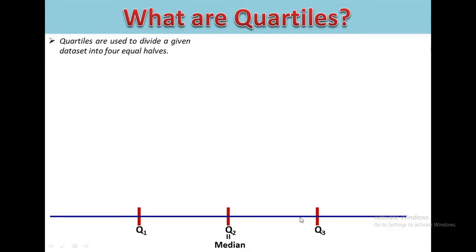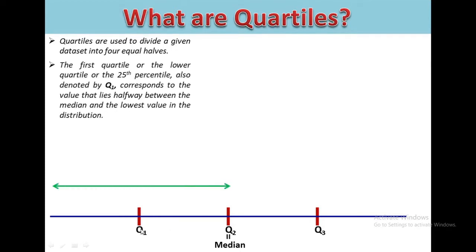The first quartile or the lower quartile or the 25th percentile, which is also denoted by Q1, corresponds to the value that lies halfway between the median and the lowest value in the distribution. Hence, it marks the region which includes the first 25% of the initial data.